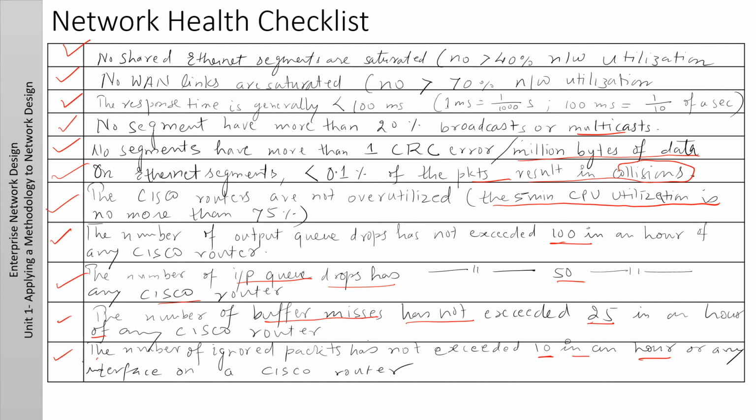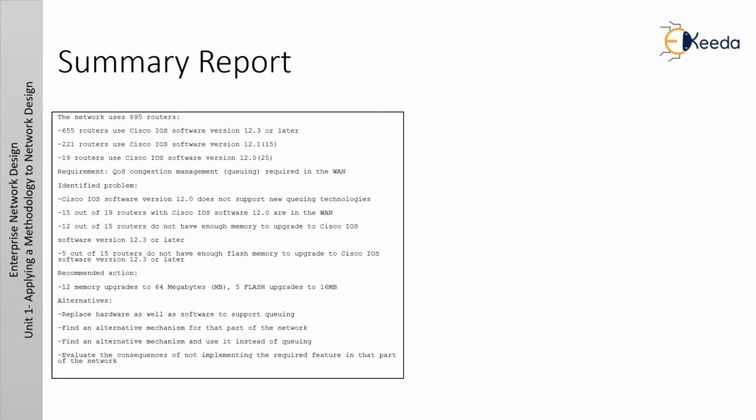On the basis of this, you can monitor your network health. Now, it is very essential to generate a summary report. The result of the network characterization process is a summary report that describes the network's health. The customer input, network audit, and traffic analysis should provide enough information to identify possible problems in the existing network.